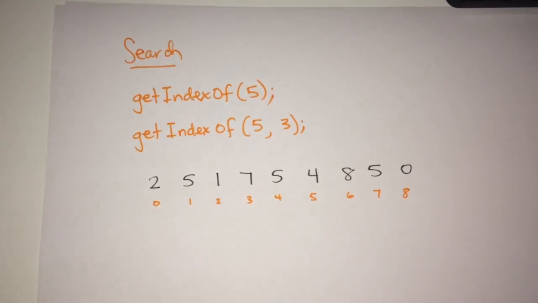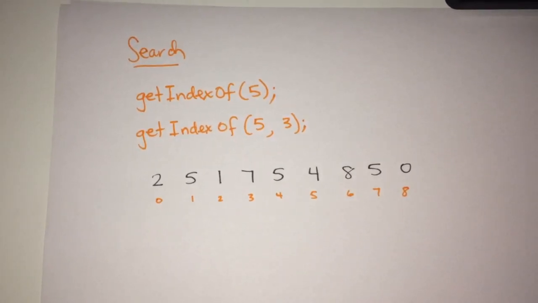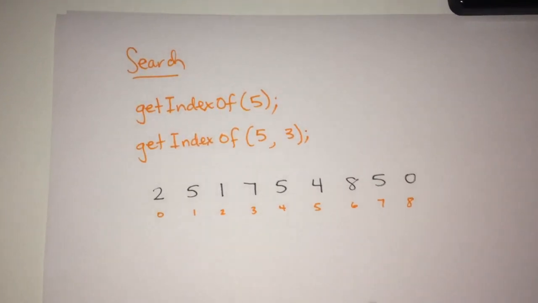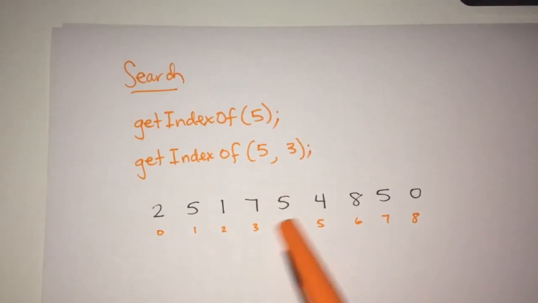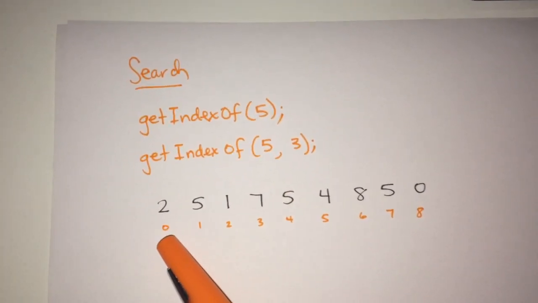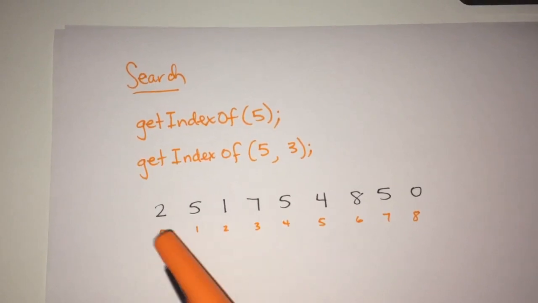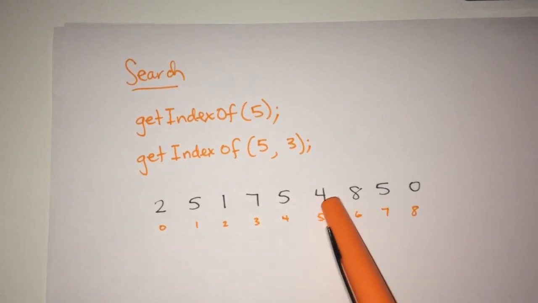Hey Andrew, I wanted to talk to you about how the index, searching, and insertion methods work. Let's say we have this array right here, this list, indexed 0, 1, 2, 3 in orange. The values are 2, 5, 1, 7, 5, etc.